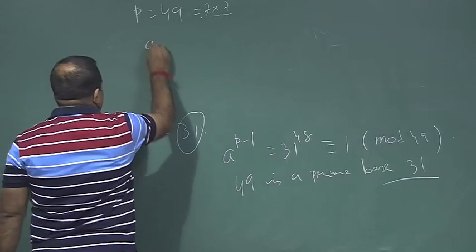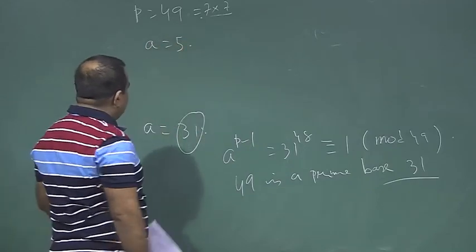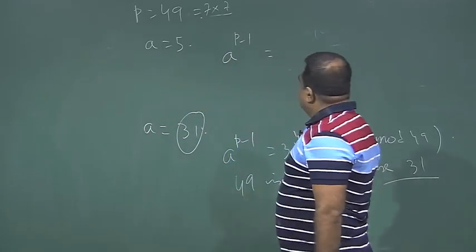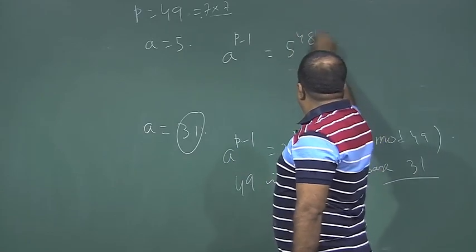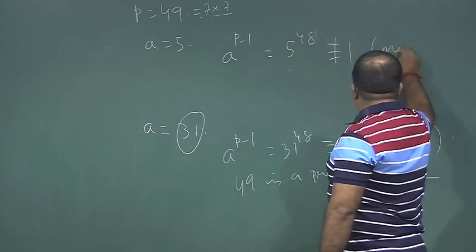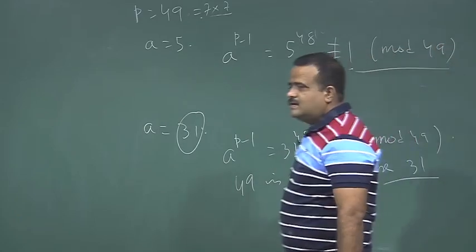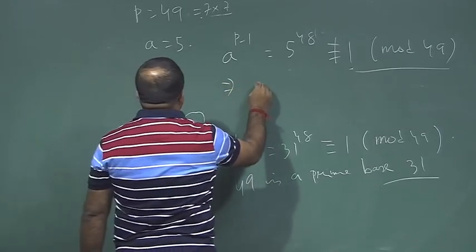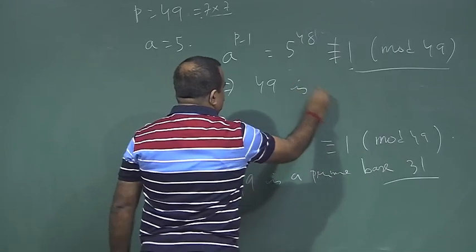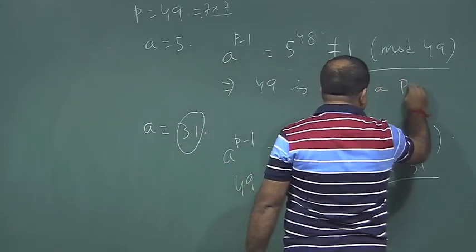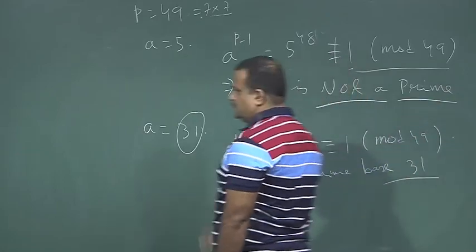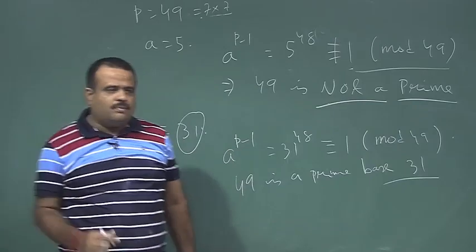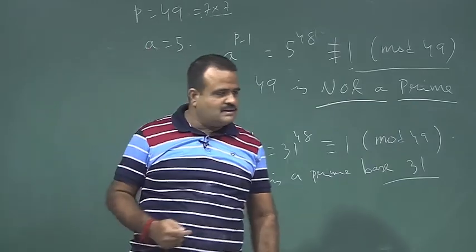Okay. So, now suppose we choose a is equal to say 5. Then we compute a to the power p minus 1, which is basically 5 to the power 48. So, this is not equal to 1 mod p. This you can check. Then Fermat's test will report us 49 is not a prime. So, this decision is correct. There is no probability in this decision, but the earlier decision was probable prime, pseudo prime, prime base this a.